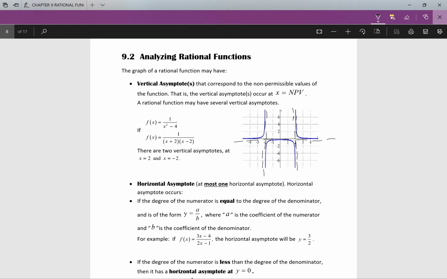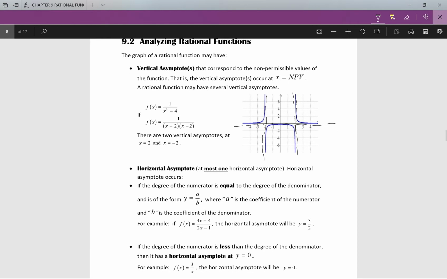Or if you want to put it in a better way, they're these imaginary horizontal or vertical lines that the graph will approach as it moves towards infinity in some direction. Vertical asymptotes occur at the NPVs, those non-permissible values, or the values where we can't have the zero in the denominator. If you guys look, there's a little additional video talking about why we can't divide by zero. So take a look at that and it'll make a bit more sense what's going on here.